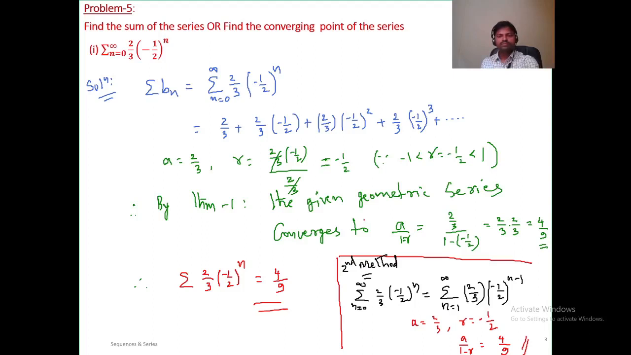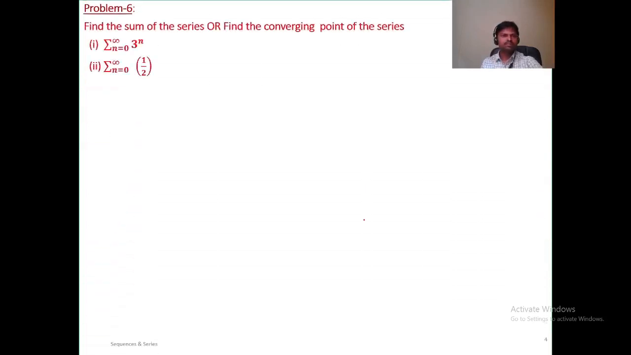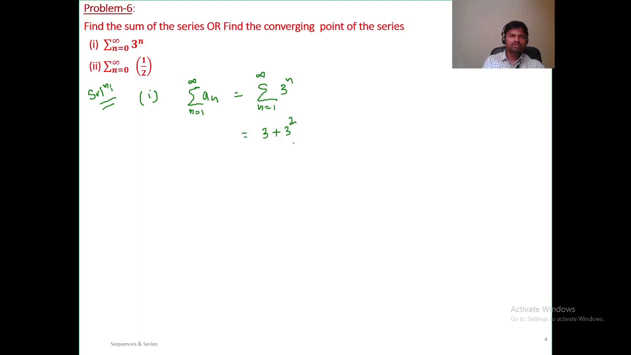Okay, next, continuation, problem number 6. Find the sum of the series or find the converging point of this series. So the first one, the series where n is running from 1 to infinity of 3 raised to n. Now 3 raised to n: 3 plus 3 square, that means n is equal to 1, 3, n is equal to 2, 3 square, plus n is equal to 3, 3 power 3, plus n is equal to 4, 3 power 4, plus and so on.